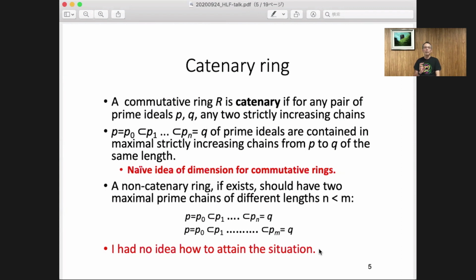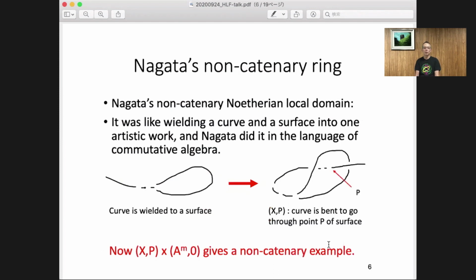So a non-catenary ring, if it exists, should have two maximal prime chains of different lengths: from P to Q of length n, and from P to Q of length m. Of course, one can discuss the definition, but I had no idea how to attain such an example. It wasn't easy to create an example. But again, out of a very geometric idea, this is Nagata's non-catenary ring.